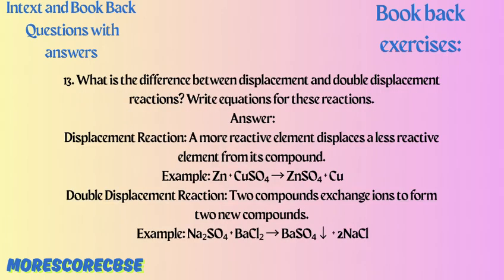Next, what is the difference between a displacement and a double displacement reaction? In a displacement reaction, a less reactive element in a compound is replaced by a more reactive element, and in a double displacement reaction, an exchange of 2 ions takes place. So here the example is zinc plus copper sulfate forming zinc sulfate and copper, and for double displacement, sodium sulfate plus barium chloride forming barium sulfate plus 2NaCl.